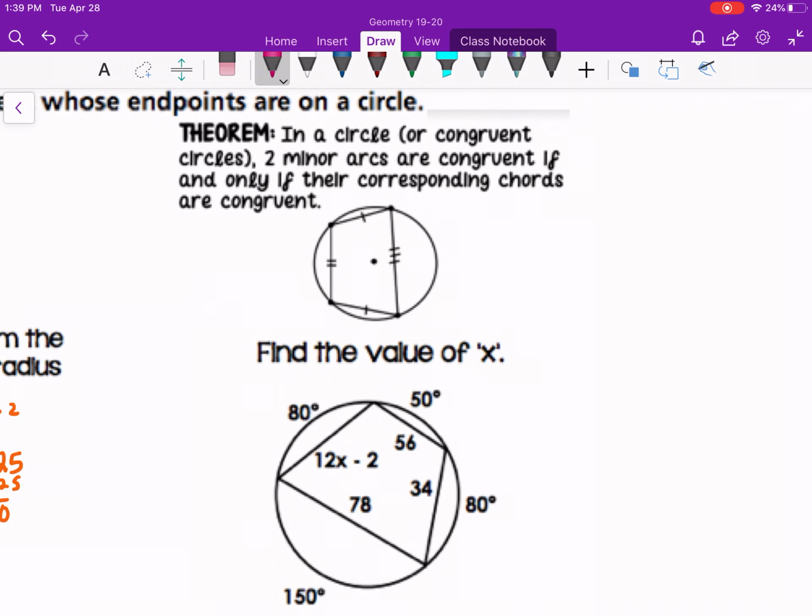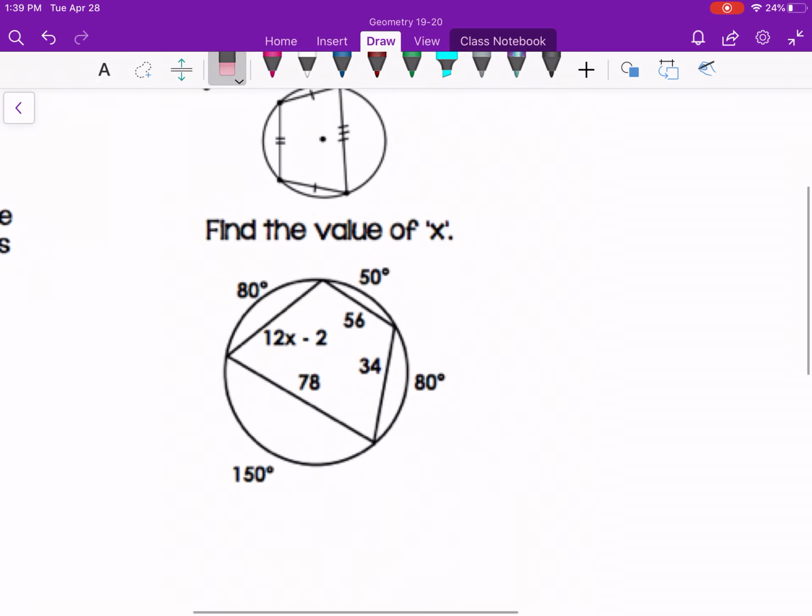In a circle or congruent circles, two minor arcs are congruent if their corresponding chords are congruent. So that means that if this chord is congruent to this chord, then this arc is congruent to that arc. Okay? And then vice versa. If this arc is congruent to that arc, then this chord is congruent to that chord. So we are trying to solve for the value of x in this problem. First thing I'm going to do is look for those congruent chords, which means those congruent arcs, which means that this chord is congruent to that chord.